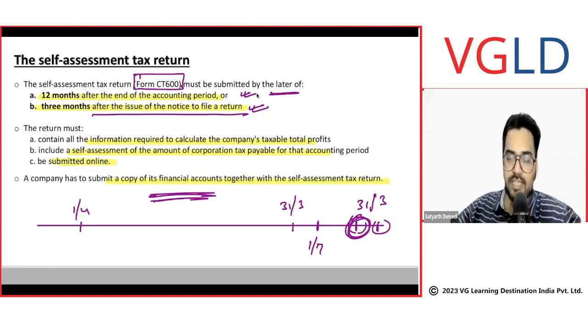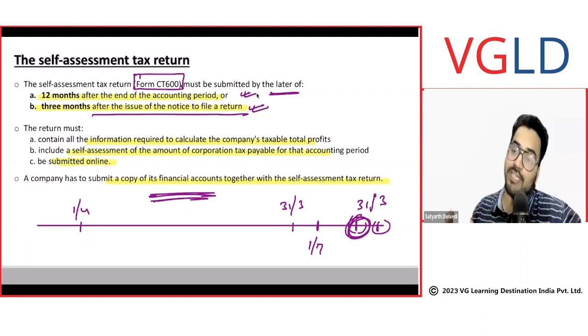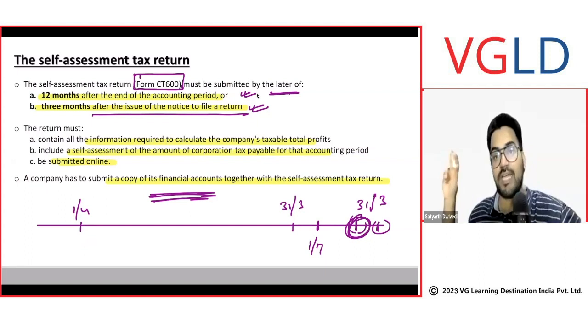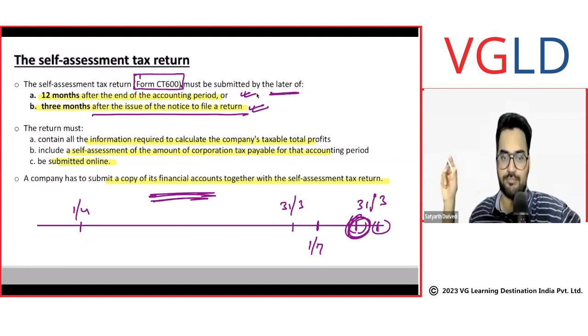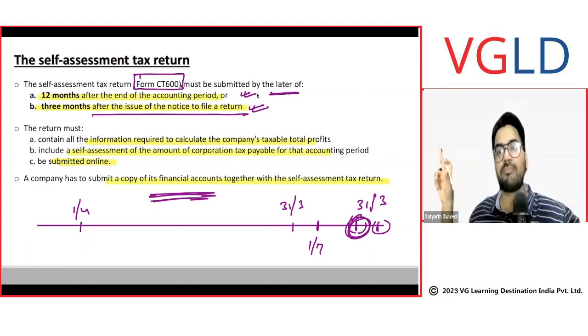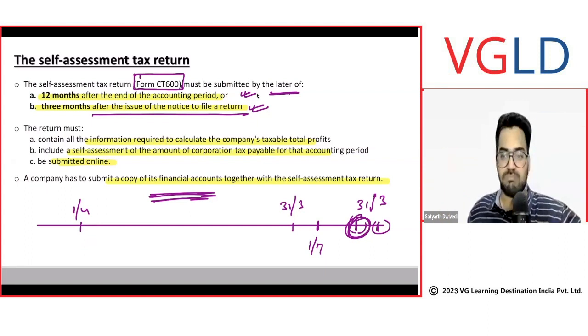If it's a self-assessment case, not for companies, this is corporation tax. If it is income tax for individuals, the date of filing is 31st of January. For individuals, it is 31st of January. The due date of payment of tax and return is 31st of January. April 6th is the start of the financial year, the tax year. Is that clear?